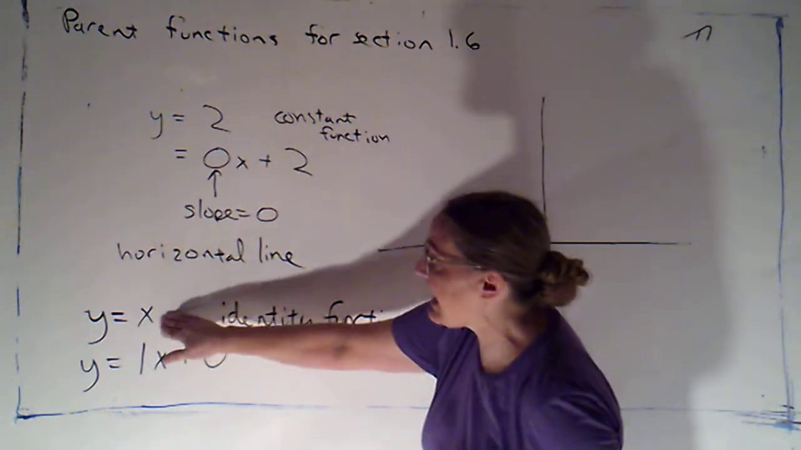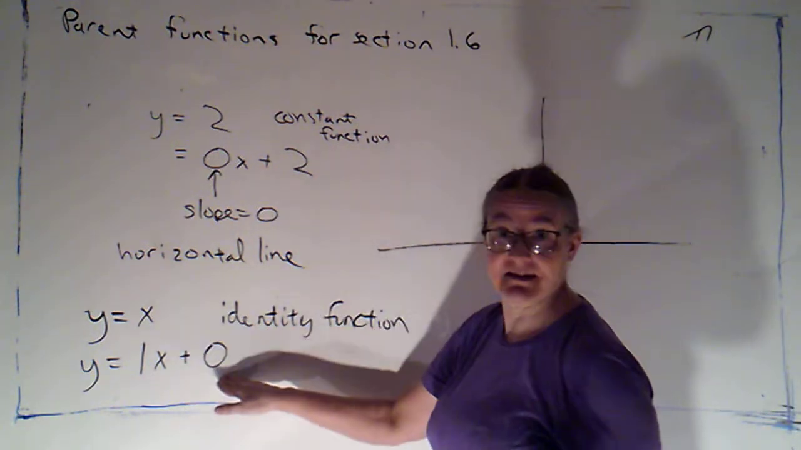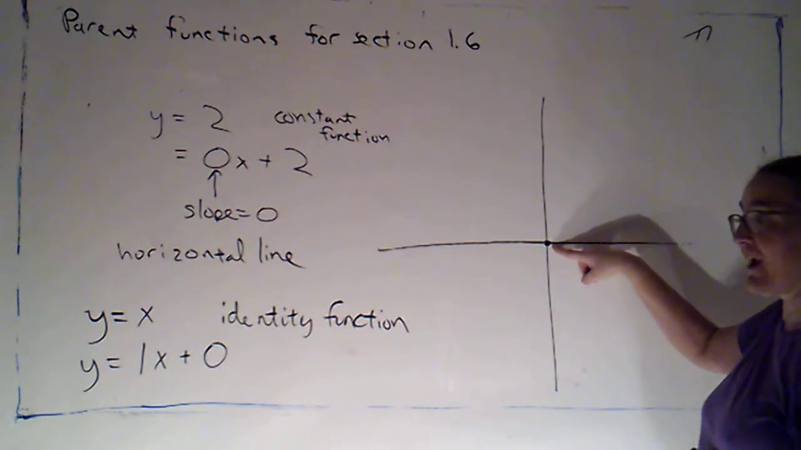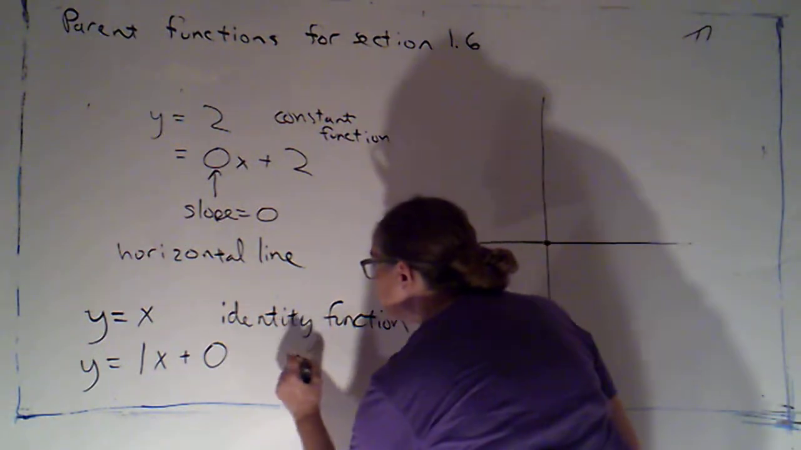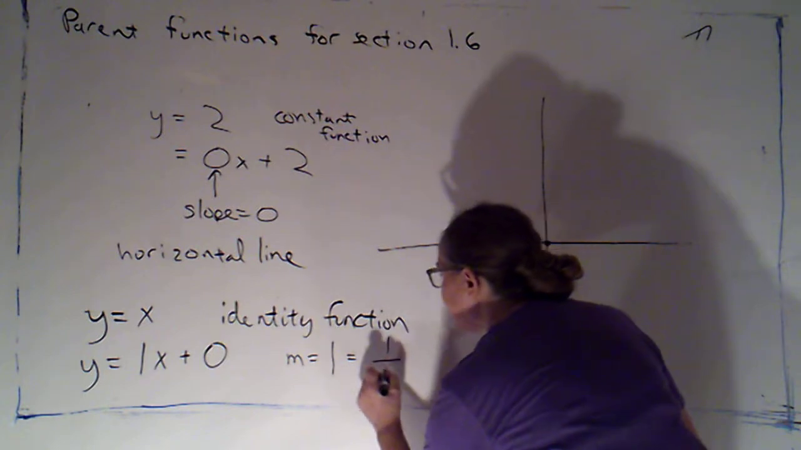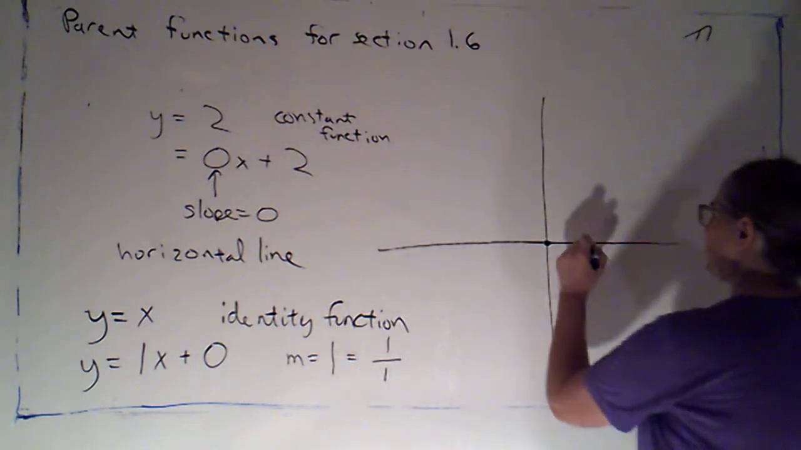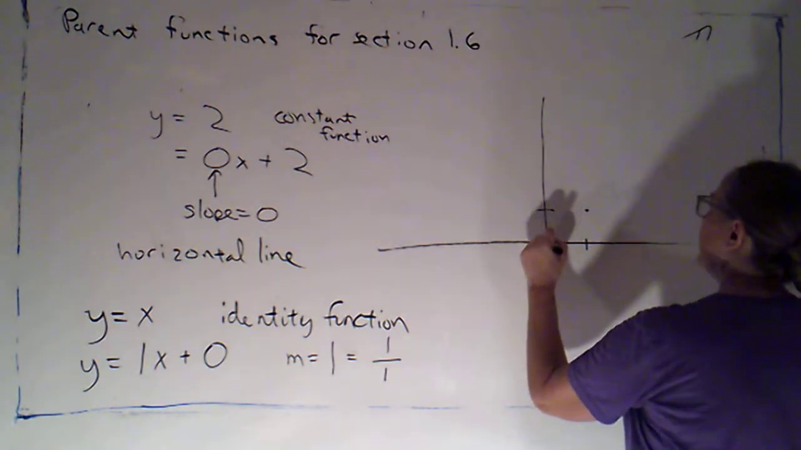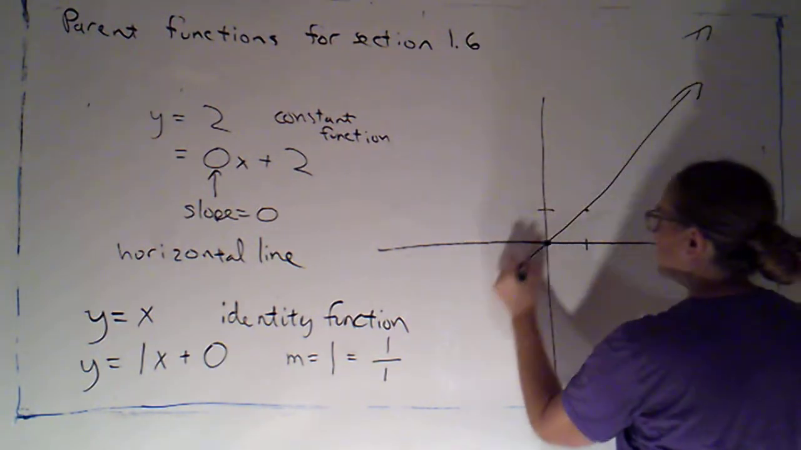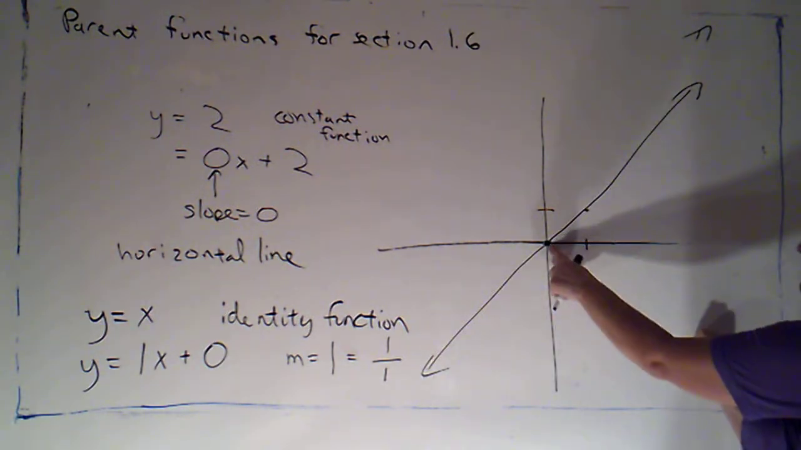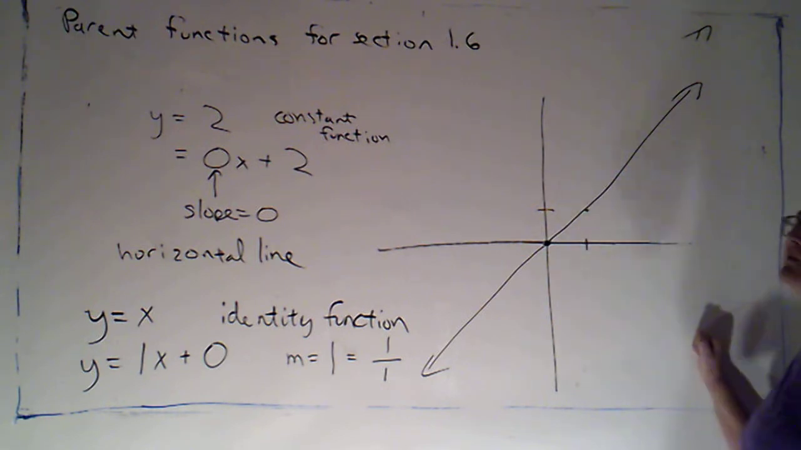If I'm not adding any number to x, that's equivalent to adding 0, which means that the y-intercept is going to be at 0, 0, or at the origin. And then the slope is 1. Anytime I have a whole number for the slope, I can write that as a fraction, 1 over 1. So that's going to say I go up 1 over 1, connect the dots. And so basically the identity function is just this line that passes through the origin making an angle of 45 degrees with the positive x-axis.